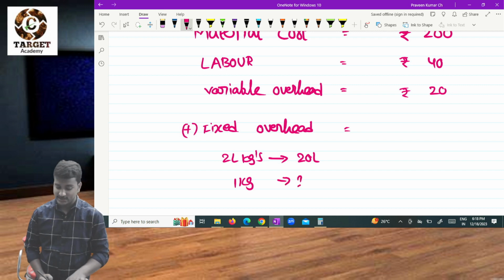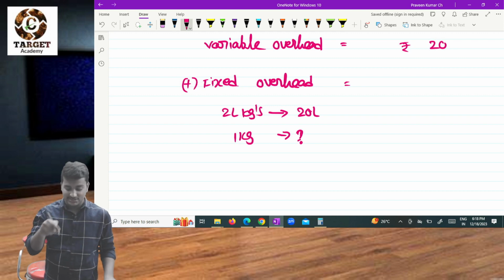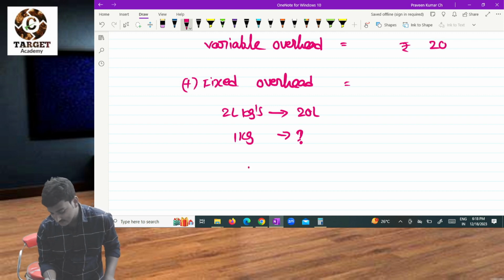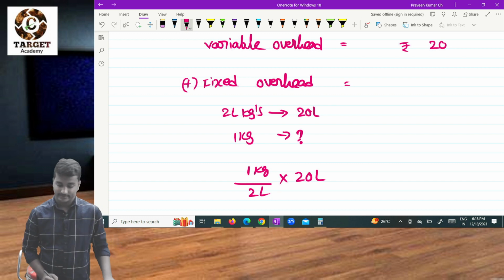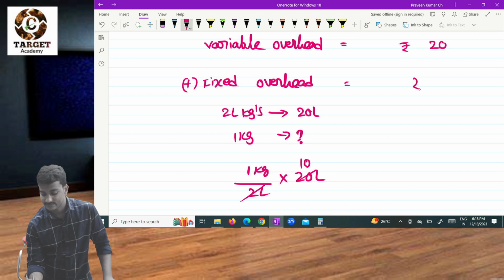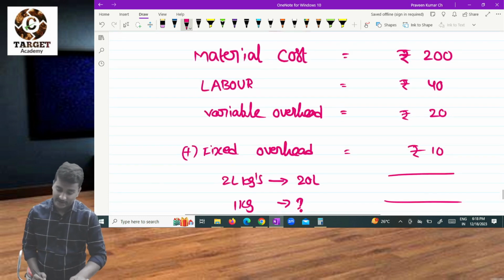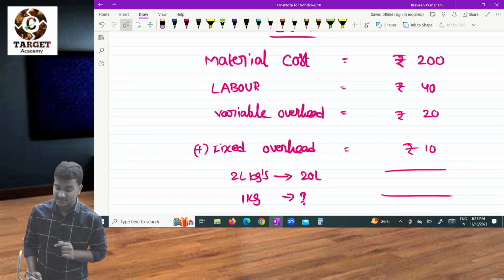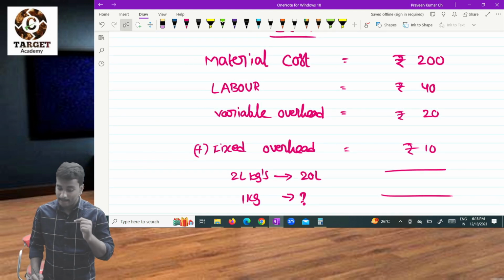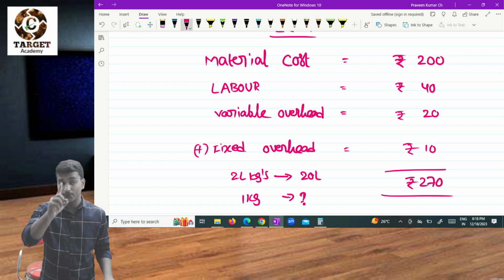How will you find out, sir? For 2 lakhs, 20 lakhs, means for 1 kg how much? 1 kg by 2 lakh into 20 lakh, 10 rupees. So add all those things: 200 plus 40 plus 20 plus 10. 200 plus 40, 240 plus 20, 260 plus 10, 270 rupees is the per unit cost.